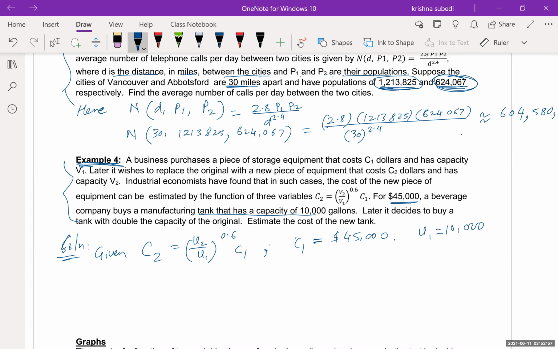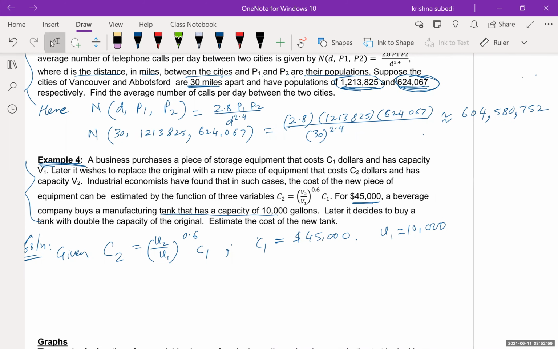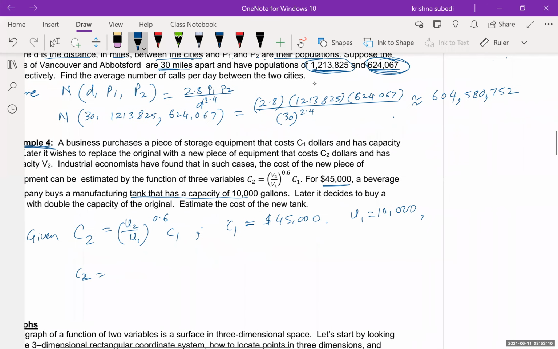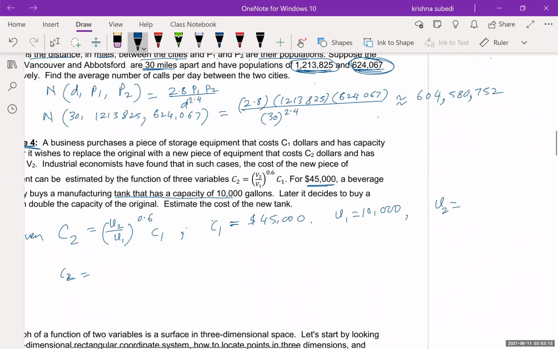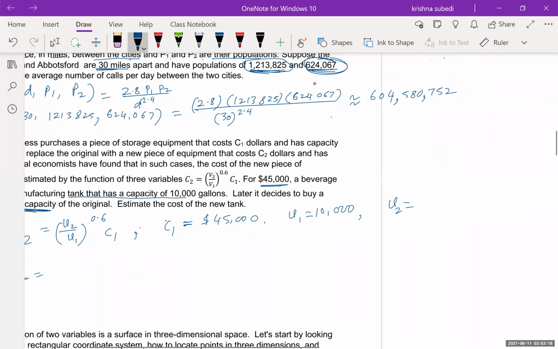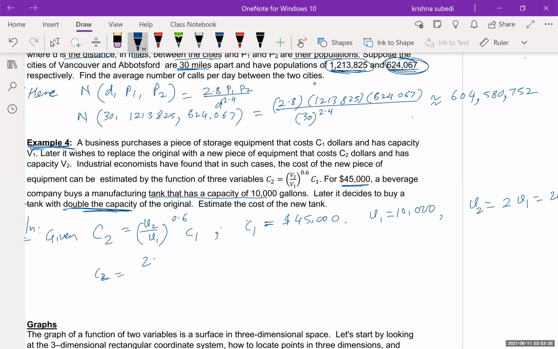So V1 is given, and let us substitute the values. We need to find C2, which needs V2. V2 is not given clearly, but I believe you can find V2 yourself, right? Later it decides to buy a tank with double the capacity. So V2 is actually 2 times V1, which means 20,000. So that's going to give you 20,000 over V1, which is 10,000, raised to power 0.6, and C1 is 45,000.